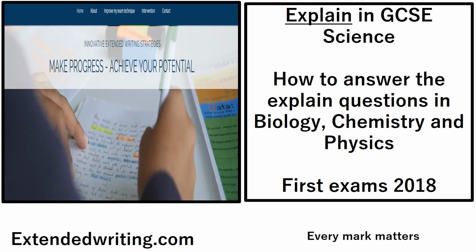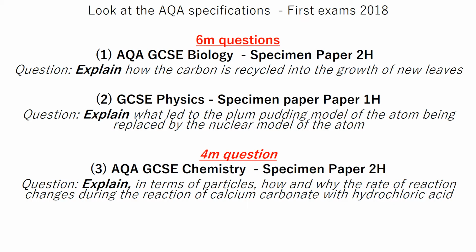In this video, we're going to look at how you explain in GCSE Science. We're going to focus on three subjects: biology, chemistry, and physics. We're going to look at two 6-mark questions, one in biology and one in physics, and then a 4-mark question in chemistry. All of these are for the higher papers, first exams 2018.